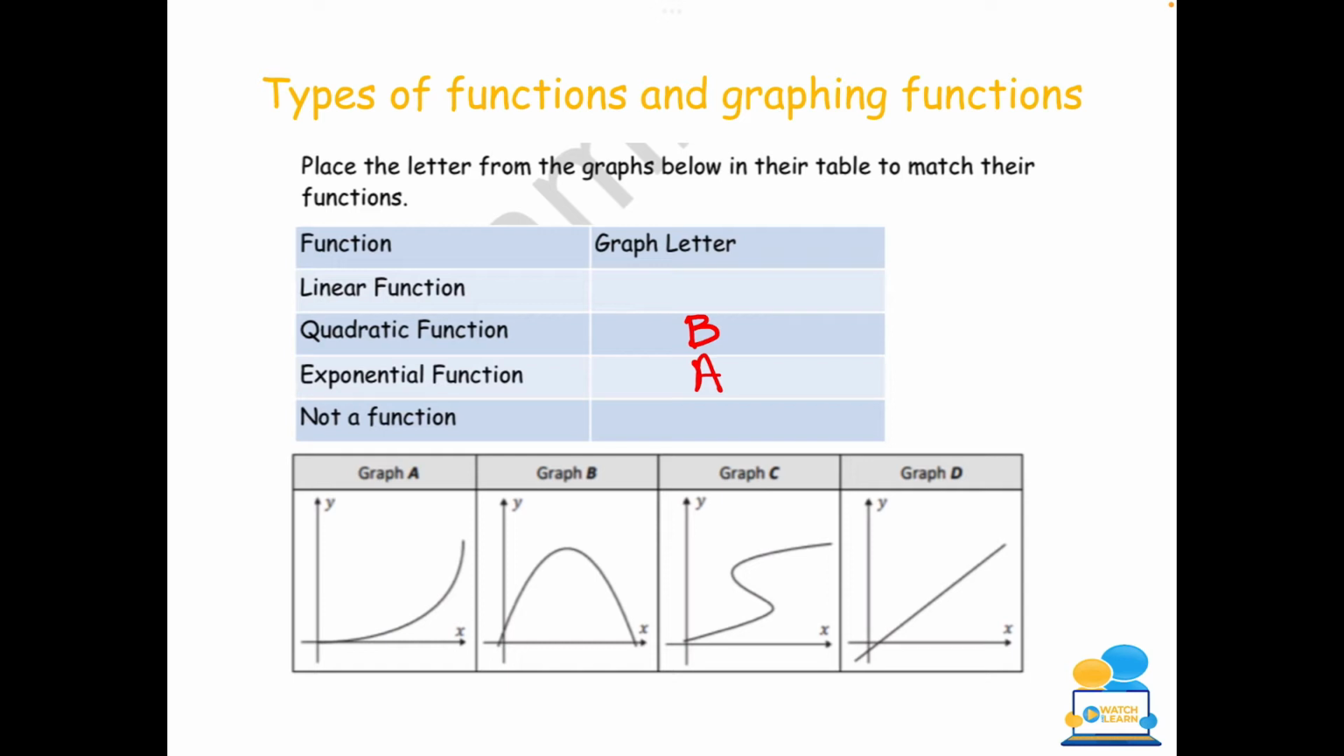Graph C, well, we can see that graph C fails our vertical line test as our vertical lines hit the curve a number of times. So therefore C would not be a function. And graph D, well, it creates a line, so graph D is a linear function.